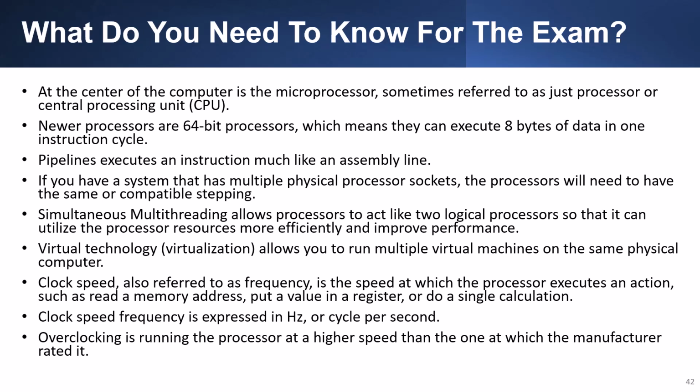Clock speed, also referred to as frequency, is the speed at which the processor executes an action, such as reading a memory address, putting a value in a register, or doing a single calculation. Clock speed frequency is expressed in hertz or cycles per second. Overclocking is running the processor at a higher speed than the one at which the manufacturer rated it.